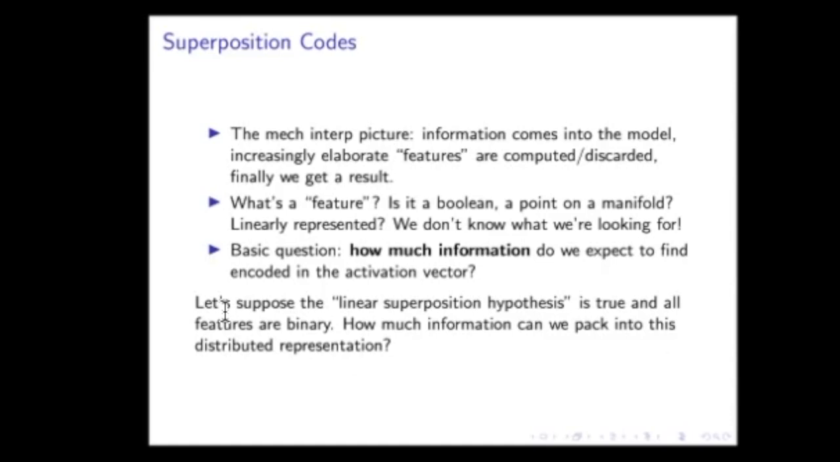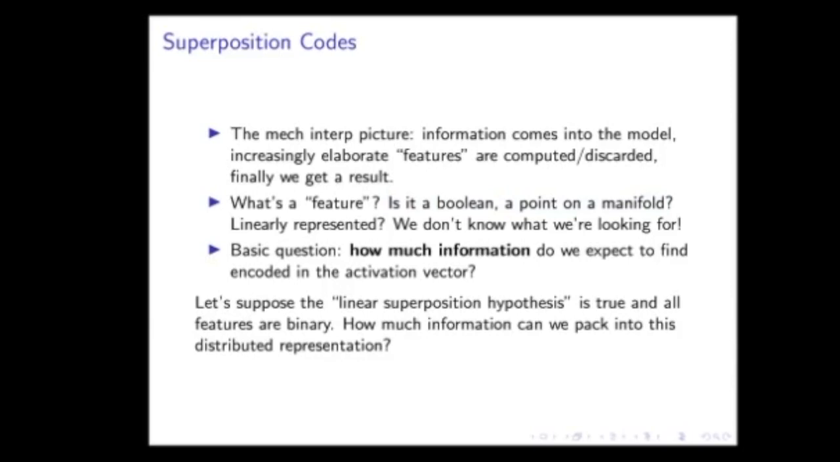One thing that really strikes me about this work is that we're not even sure what we're looking for in the first place. It's very open-ended and weird. We don't know what a feature is supposed to be. Is it supposed to be a Boolean? Is it a continuous variable? Is it a point on a manifold?